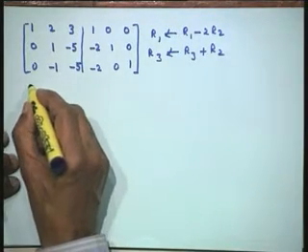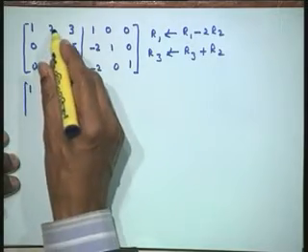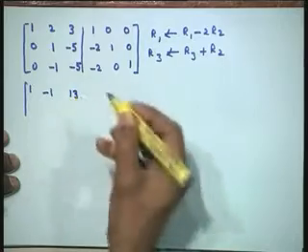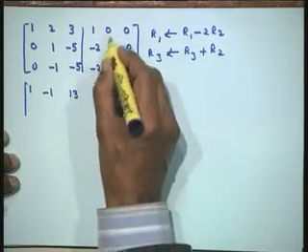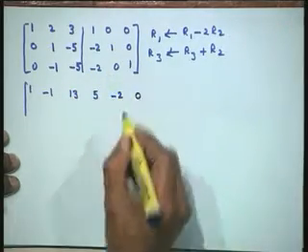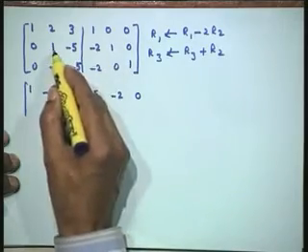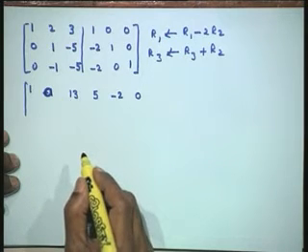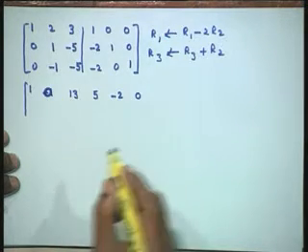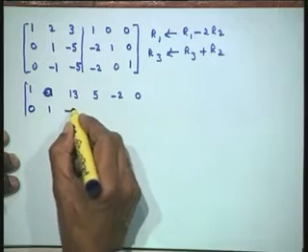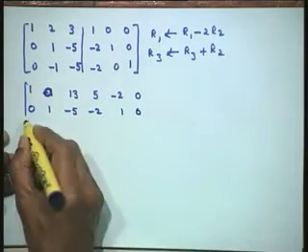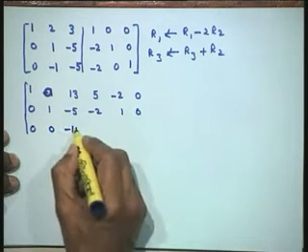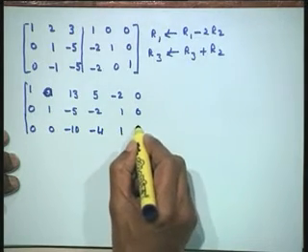Now, this will give us 1, subtract by 2, that is equal to minus 1, this is 13, this is 5, minus 2, 0. So, I am multiplying all of them by 2 and subtracting them. Then the second row stays as it is. The third row is row 3 plus row 2. So, I will have 0, 0, minus 4, minus 1, 1, 1.